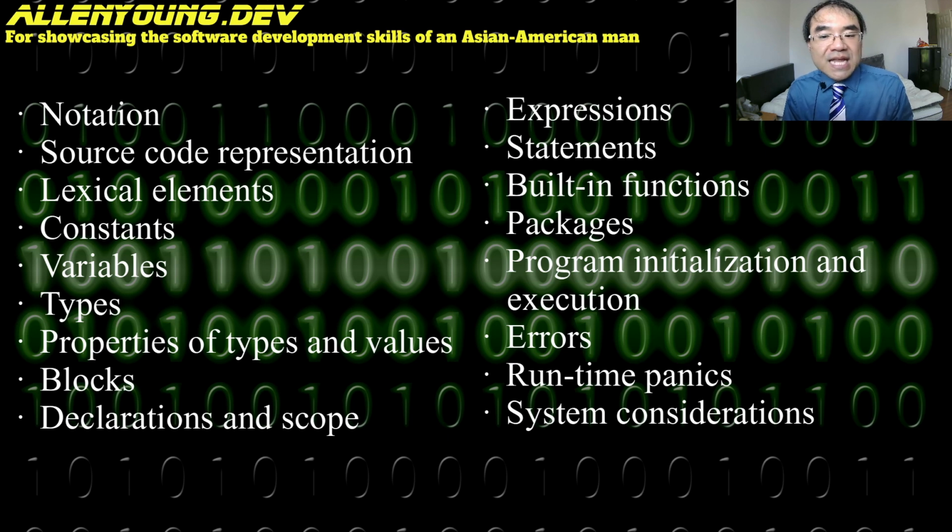Blocks. Declarations and scope, which include label scopes, blank identifier, pre-declared identifiers, exported identifiers, uniqueness of identifiers, constant declarations, iota, type declarations, type parameter declarations, variable declarations, short variable declarations, function declarations, and method declarations.